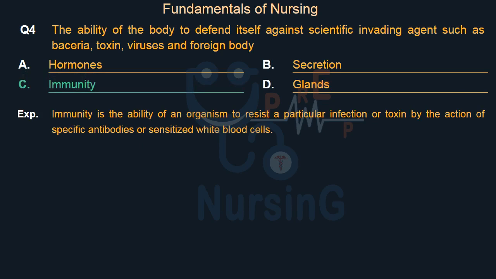Immunity is the ability of an organism to resist a particular infection or toxin by the action of specific antibodies or sensitized white blood cells.